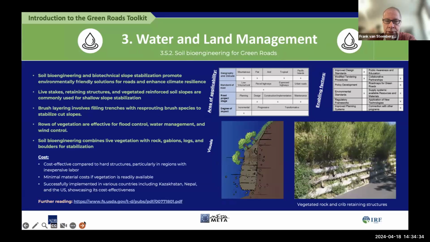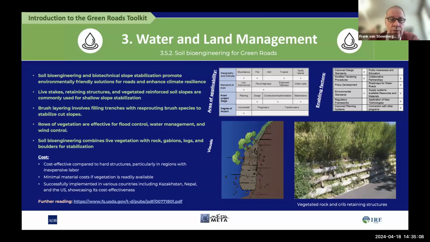That's quite obvious. We can also be even more proactive in this field of soil stabilization by doing something which is a fantastic practice, but it's not yet in all the places where it should be. This is soil bioengineering, where you plant vegetation, live stakes, retaining structures, you vegetate reinforced soil slopes along the road.